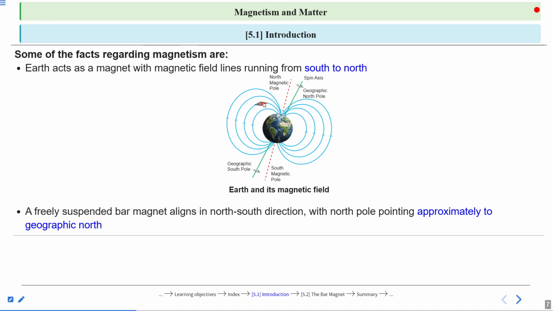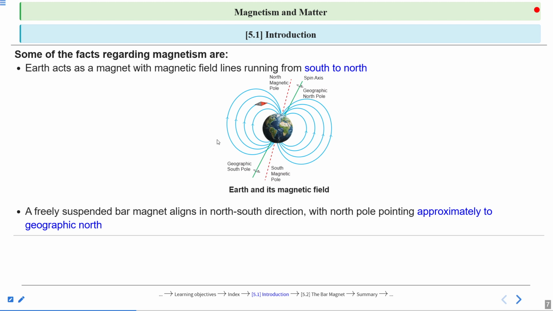That's why the north of the magnetic needle will point towards the magnetic north of the Earth, not the geographical north. But they are close enough, not at a very large distance. So the north of the magnetic needle will approximately point towards the geographical north pole. That's why it is written approximately to the geographical north, but exactly to the magnetic north pole. Got it?